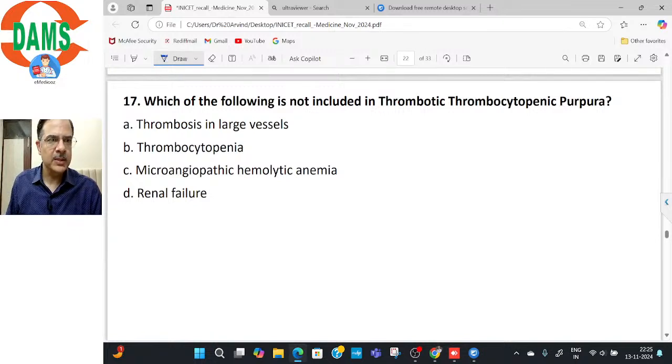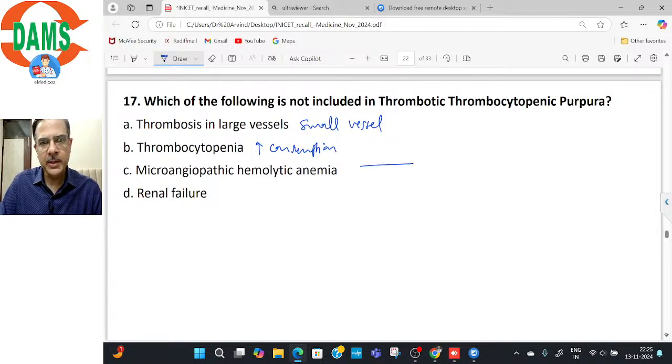Now, coming to question number 17, which of the following is not included in a TTP, thrombotic thrombocytopenic purpura? So TTP is characterized by diffuse thrombus in small vessels. So it is a small vessel thrombosis, not large vessels. Thrombocytopenia, because of increased consumption of platelets, it will be positive.